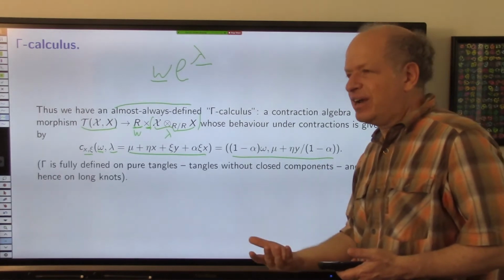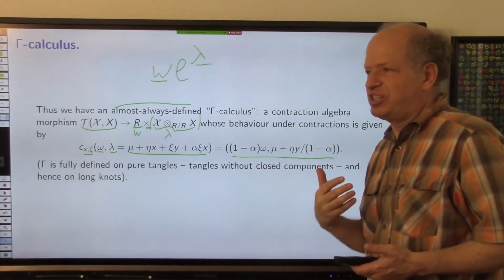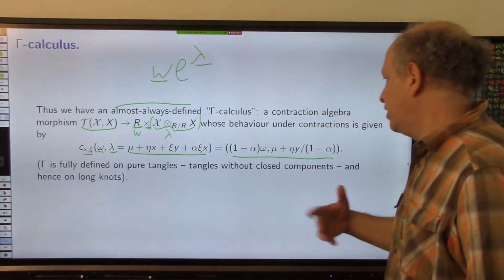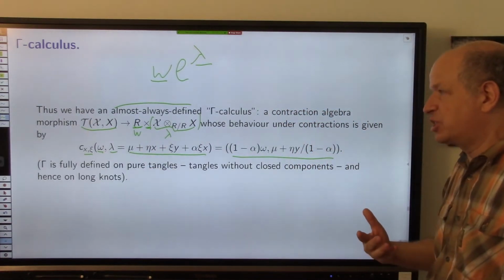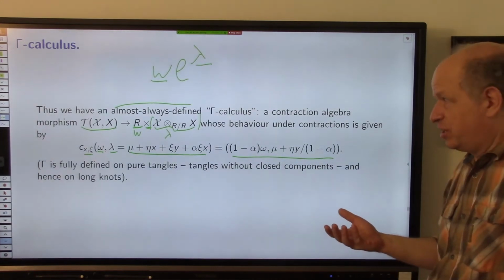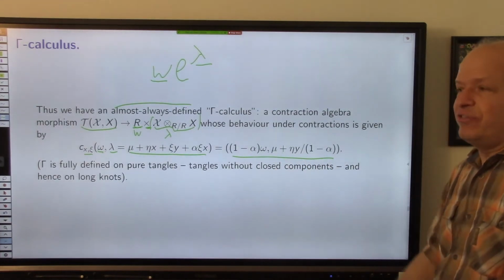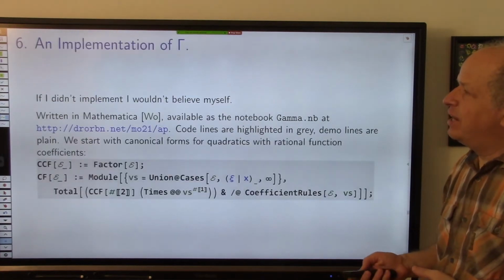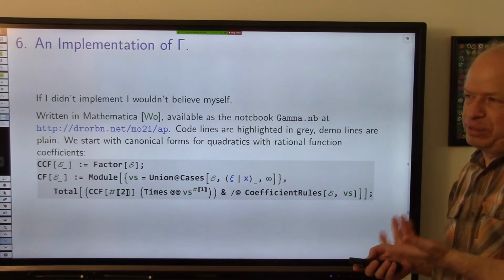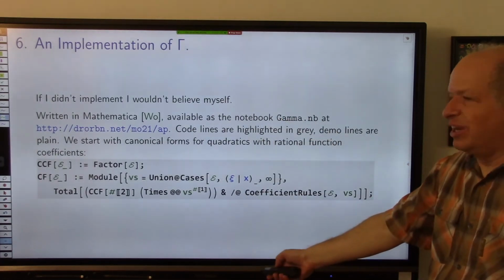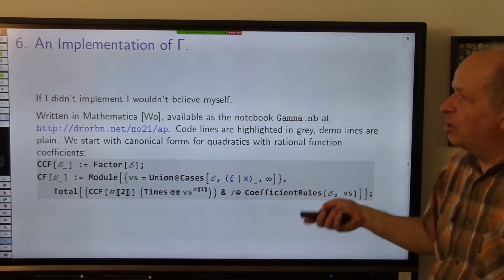Or there could be divisions by zero. You can check that if you work on pure tangles, so tangles that have no closed components, and in particular this includes long knots, then there is never a division by zero. So, well, once I say something, since I don't believe myself, I immediately implement it. So here is an implementation. It goes along the same lines.